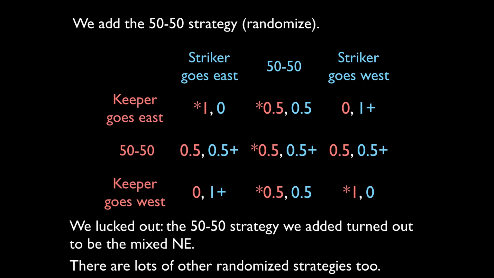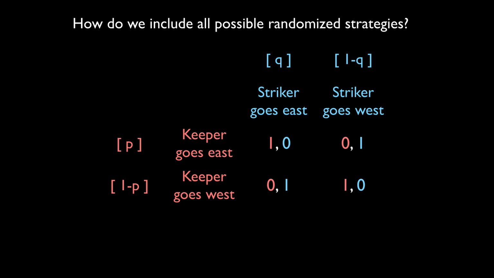How do I solve this for general games? Any questions? Okay. How do we include all possible randomized strategies? So not just 50-50, but like 17-83, all these things. Okay. Well, what we'll do is use a little bit of math or algebra. We'll say that the keeper goes east with probability P and west with 1 minus P. These numbers have to add up to 1 because they're probabilities. The striker will go east with probability Q and west with probability 1 minus Q.